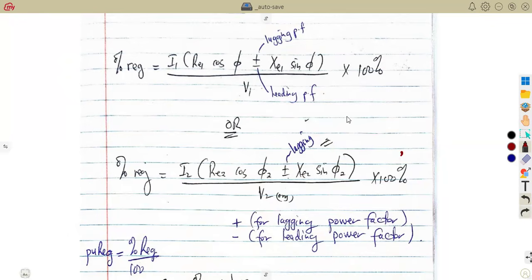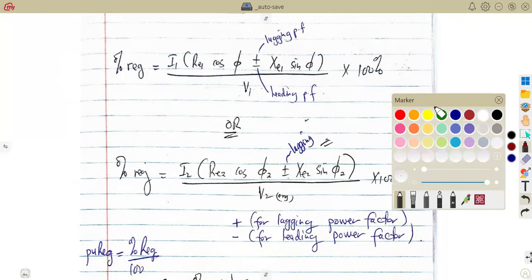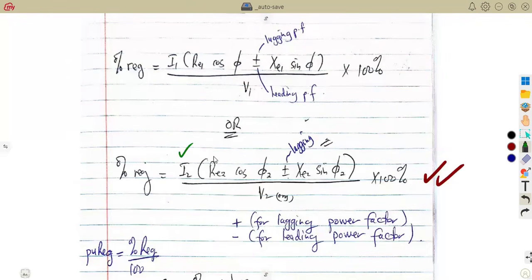As we can see, guys, according to the values that we are given, this is the best formula because we have values that were referred to the what? To the secondary, from the I2, everything there is referred to the secondary. And it's a power factor of what? Lagging. A lagging power factor must add. So we take the one with a positive. Lagging, we add. So this is the one.